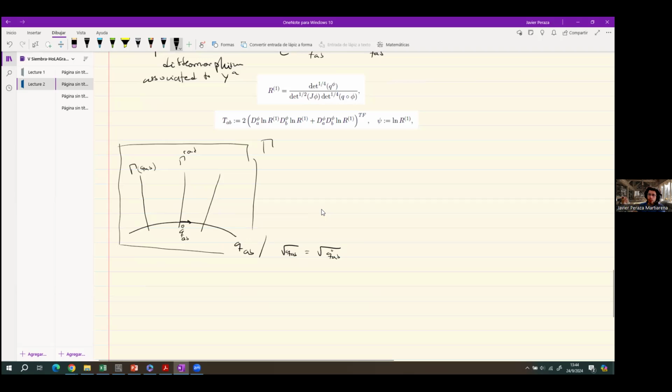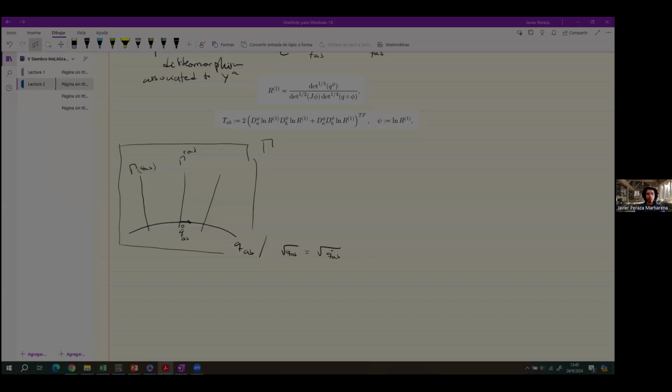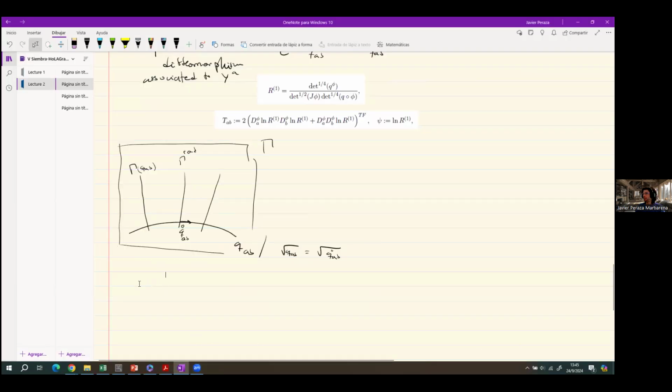We can construct the symplectic form here, and the symplectic form will contain two terms. One term is the usual radiative term, but now extended to the whole diffeomorphism group. And the other term will contain exactly the boundary degrees of freedom, so it will be a boundary term for the symplectic form. So let me write the symplectic form.